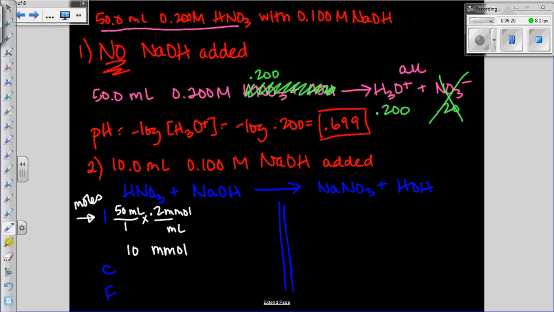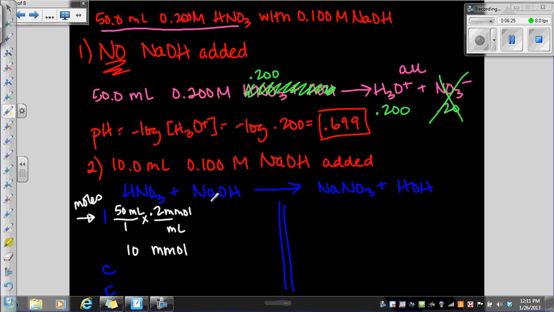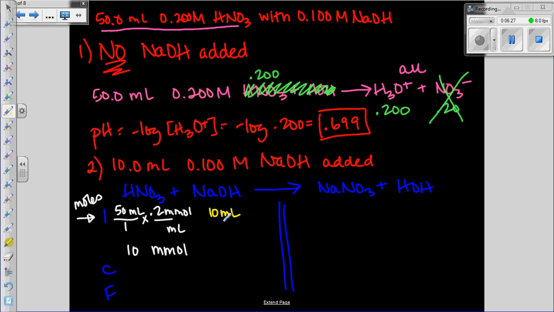So I have 10 millimoles. Then I want to calculate my sodium hydroxide. So here I've got 10 milliliters of sodium hydroxide, millimoles, 0.1. So 10 times 0.1 is going to give me 1 millimole.